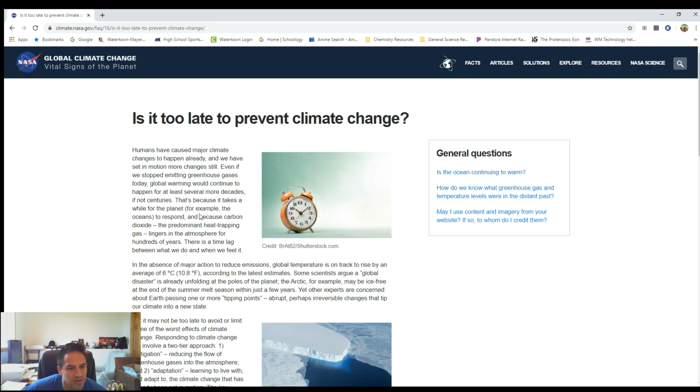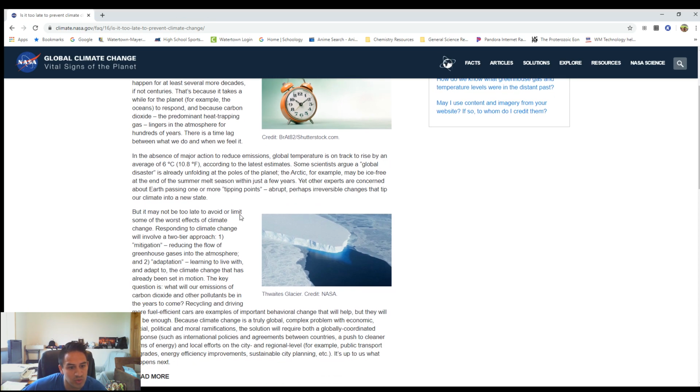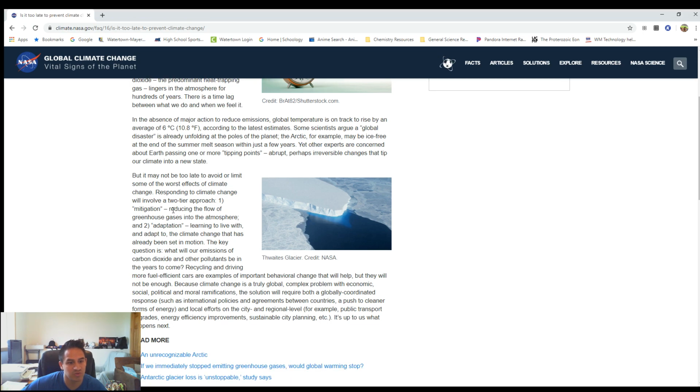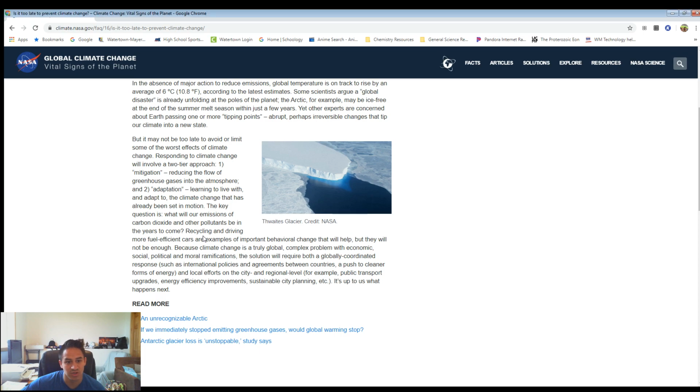So it takes a while for the planet to respond because carbon dioxide lingers in the atmosphere for hundreds of years. There's some time lag between what we do and when we feel it. So it says here, it may not be too late to avoid or limit some of the worst effects of climate change. Responding to climate change will involve a two-tier approach. One, mitigation, which is reducing the flow of greenhouse gases. And then two, adaptation, which is learning to live with or adapt to the changes that are already going to happen. The key question is what will our emissions of carbon dioxide and other pollutants be in the years to come?